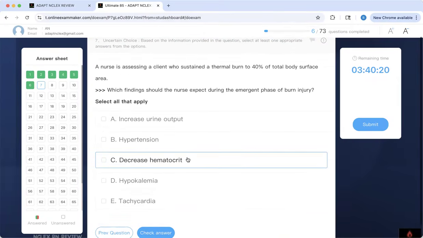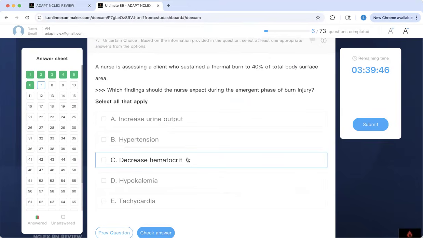Number 7, a nurse is assessing a client who sustained a thermal burn to 40% of the total body surface area. Which findings should the nurse expect during the emergent phase of burn injury? Select all that apply. Increased urine output, hypertension, decreased hematocrit, hypokalemia, tachycardia. This is physiological adaptation. What do you think? You pick your answer, you stop your video.